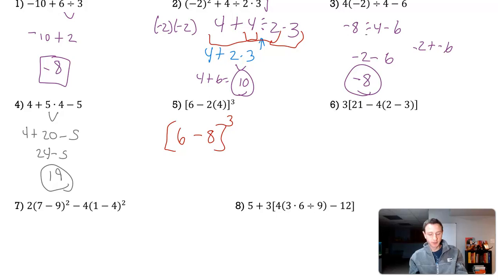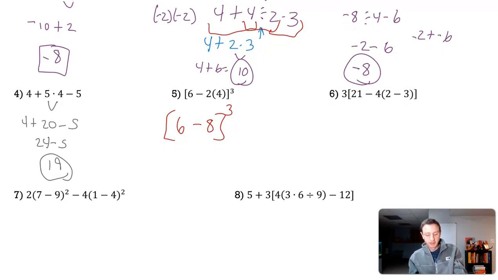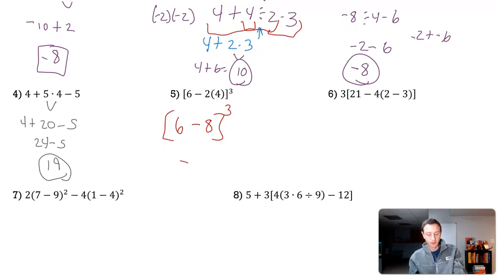And this is all being raised to the third power. 6 minus 8 is negative 2. And the brackets are serving the same purpose as parentheses. This isn't doing anything other than the same function as parentheses. It's just saying we're taking negative 2 to the third power.